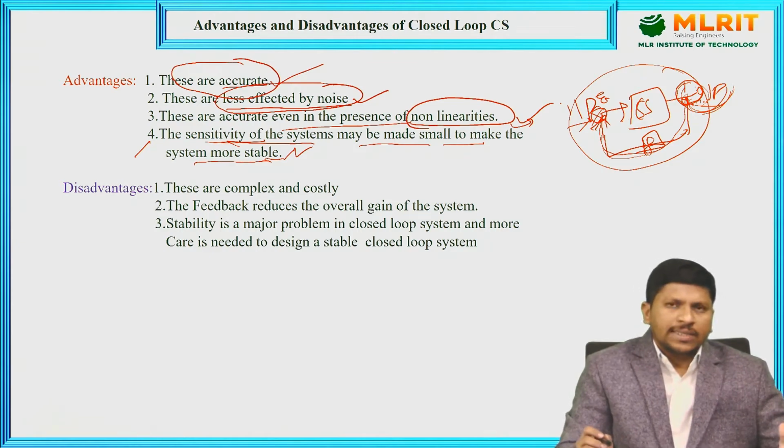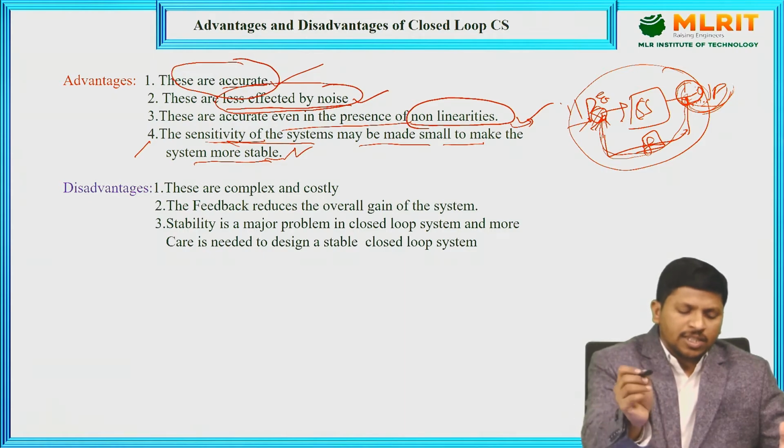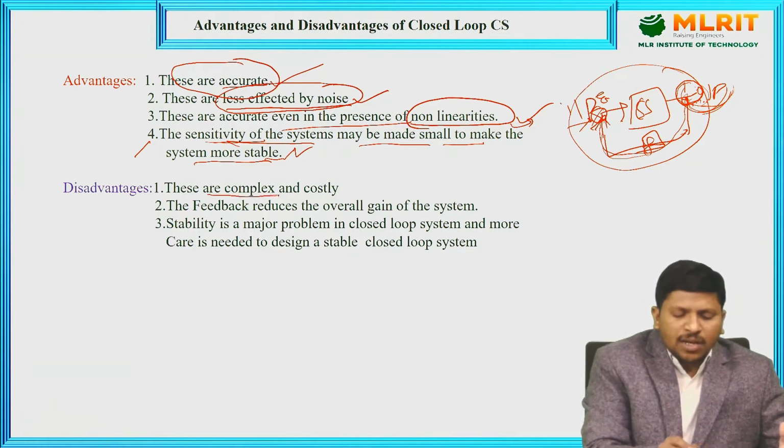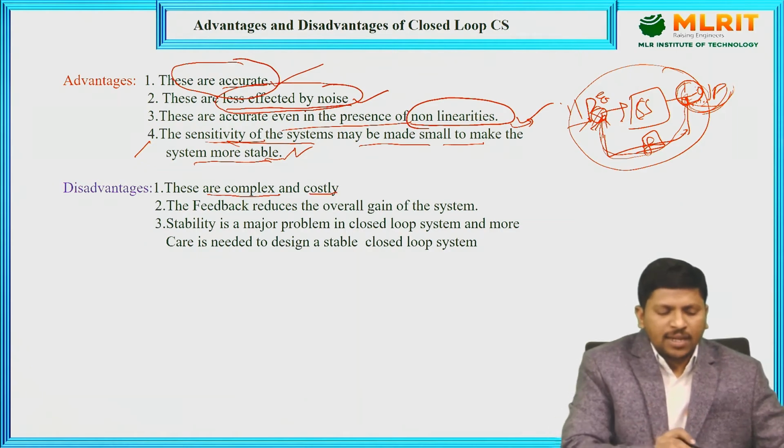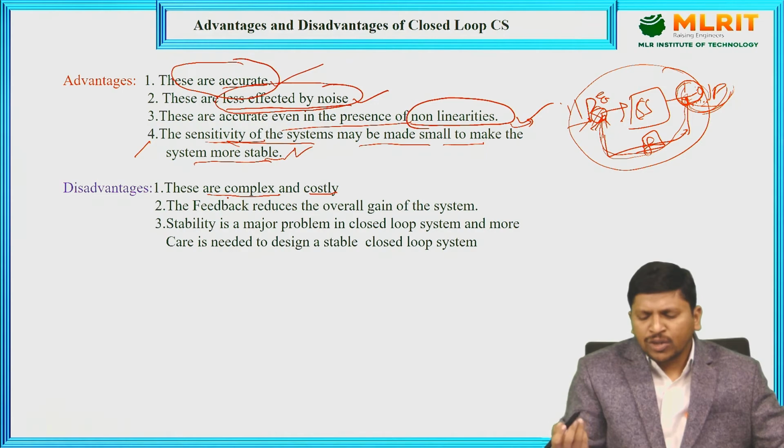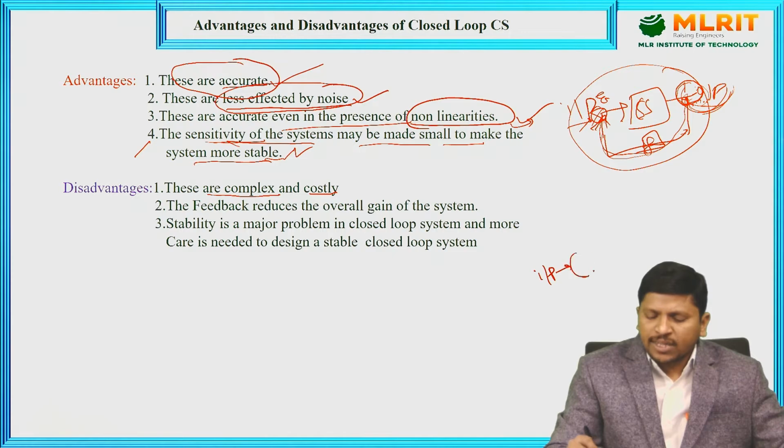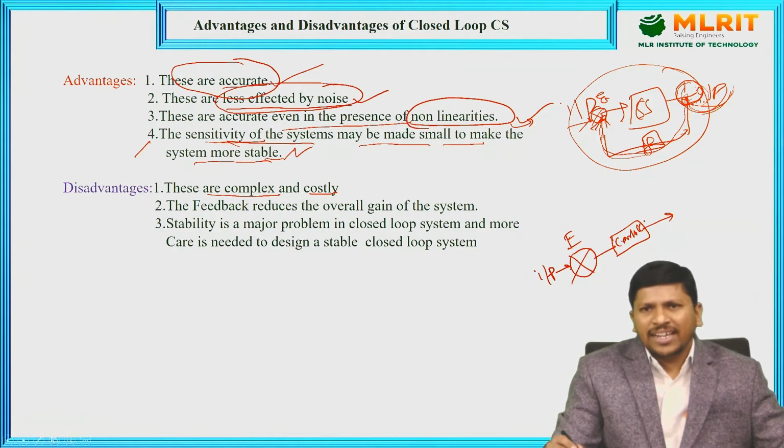Coming to the disadvantages of closed loop control system, observe: closed loop systems are complex and costly. Means for this closed loop control system we use more elements. For example, I apply the input signal and an error detector. That error detector produces the error signal. That error signal is given to the controller, and the controller produces the actuating or control signal. That signal is given to the plant or process, which finally gives the output.